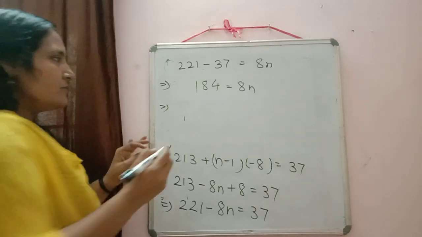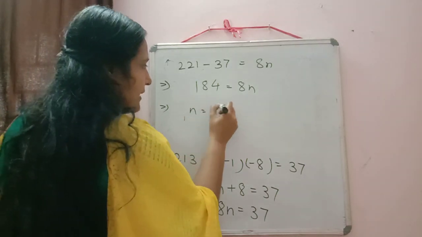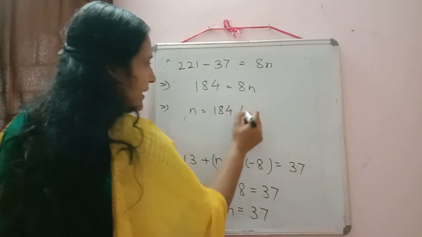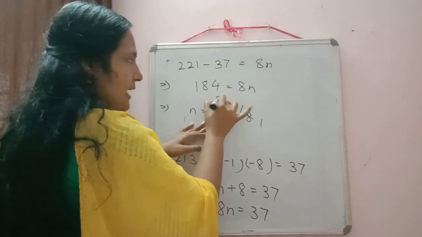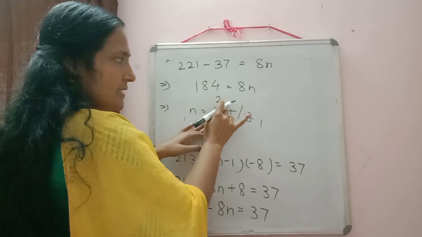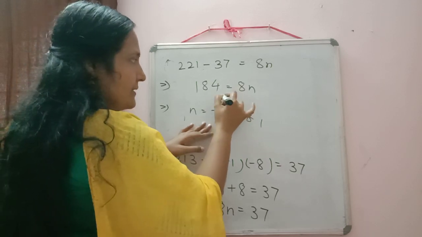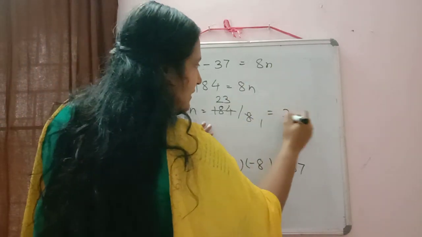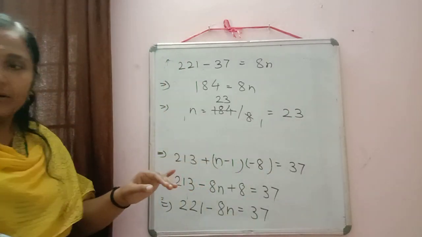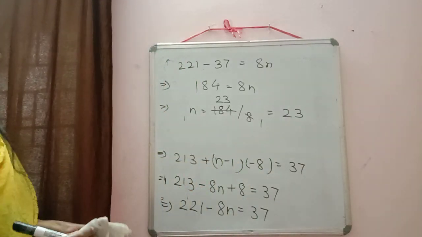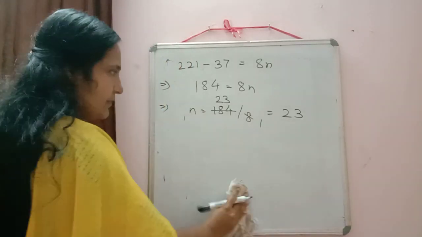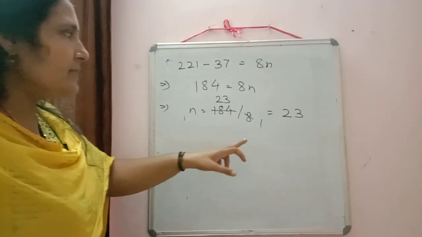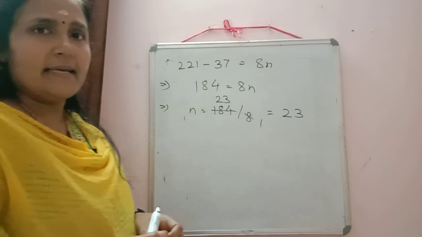184. So now n will be equal to 184 divided by 8. So directly I am dividing it by 8. 8 2s are 16. So 8 minus 6, 2. 24 will come. 8 3s are 24. So we are getting here n is equal to 23. We have to find out the middle term of the AP and we got total how many numbers are there? n is equal to 23.